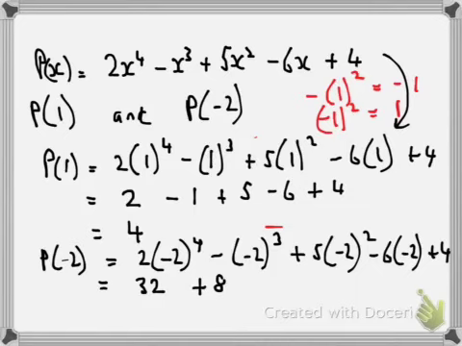Negative 2 squared is 4. 5 fours are 20. Negative 6 times negative 2. Remember, this is multiplication, not adding. That's going to be positive 12. And then we've got plus 4 as well. So positives across the board there. If we add those together, we get a total of 76.